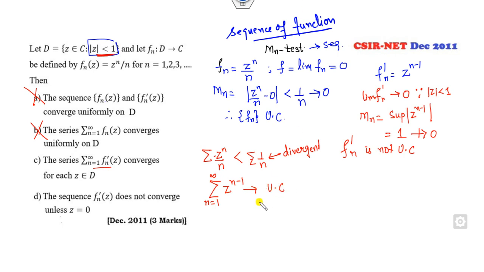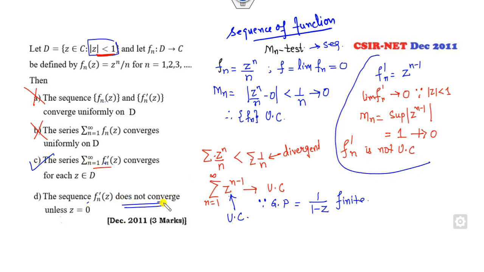Can you tell me why? Yes, it's a GP series. Once it is a GP series, what will be the sum of this? It is 1 over 1 minus z, which is finite and unique. So this is uniform convergent, convergent for each z. The sequence, this now is a sequence. Again we are talking about this part. Does not converge, yes, unless z is 0. That is not true, because it is not uniform convergent for all z. So it means this option is also cancelled. The right option is only C, the correct option.